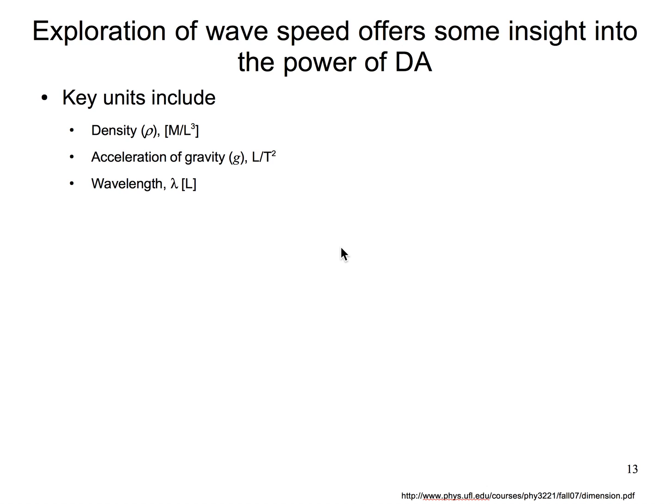All right, now we have a process, and we'll be able to do more complicated problems using our process. Here we're going to look at wave speed in the ocean using dimensional analysis. So if you think about water and waves, what do we need to describe that?